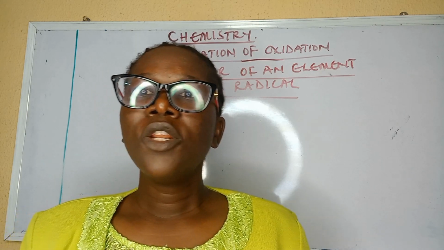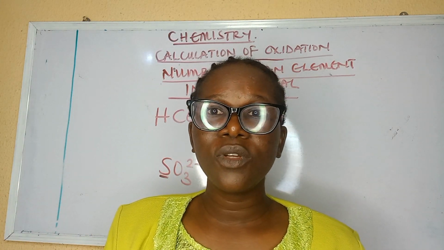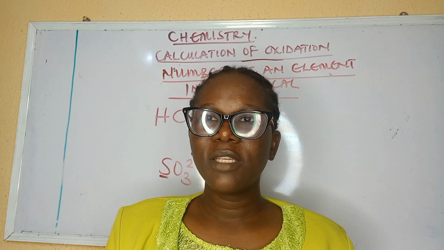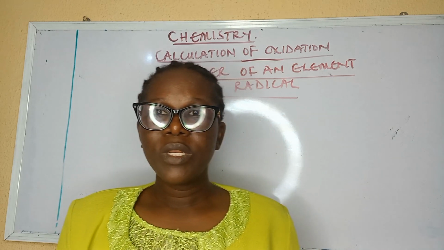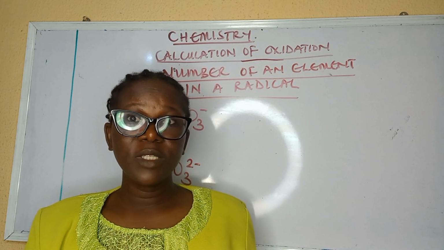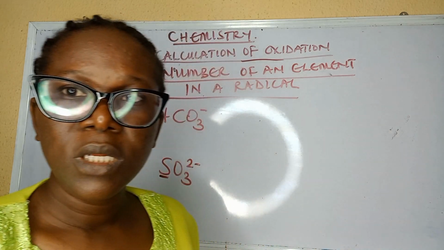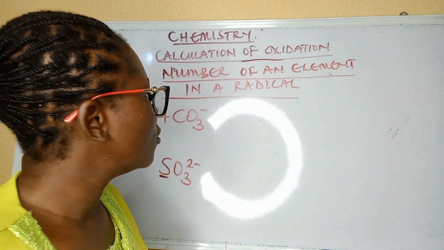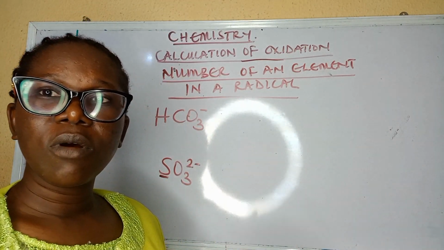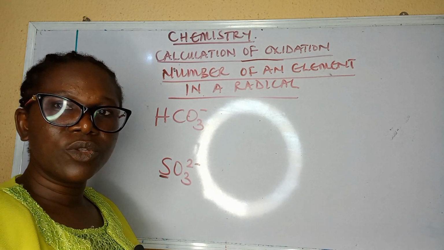Thank you. So the knowledge of the oxidation number of an element in a radical is important so that we'll be able to name a compound effectively. At the end of this video, you will be able to name a radical, know the difference between a radical and a compound, and also name a compound, and then calculate the oxidation number of an element in a radical. So let's look at the first radical here, which has a net charge of -1.